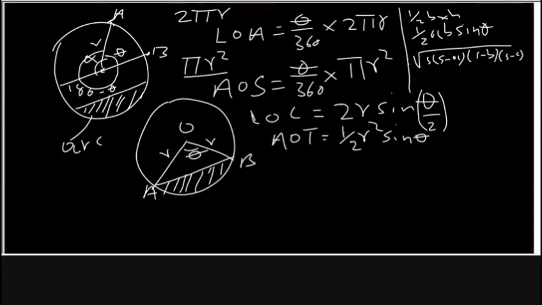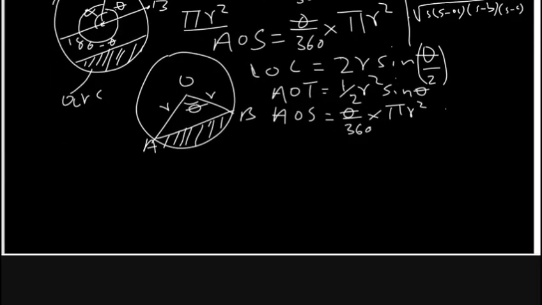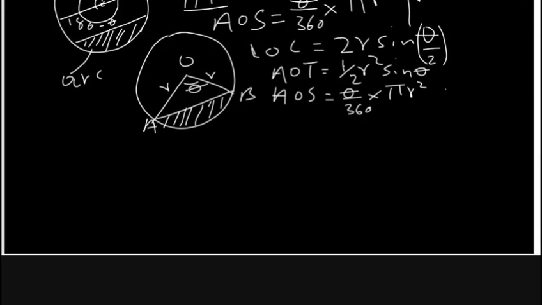Then now, the area of the sector, I think we have done that before. Area of sector is going to be equal to theta over 360 times pi r squared. So now this gives us these two areas. Now we can calculate the area of the segment, that is the area of the shaded portion.